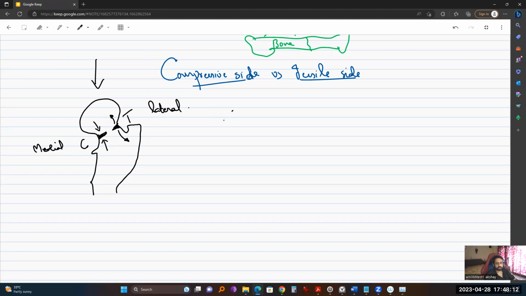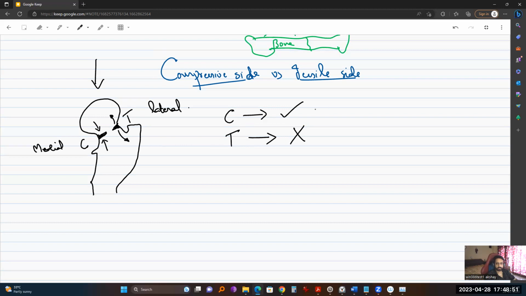Whichever fracture appears on the compressive side heals very well because the bones are pushed together. Whereas fractures on the tensile side don't heal very well. That is why a fracture on the lateral aspect of the femoral neck is usually a pain in the ass. It does not heal. So this is the reason.